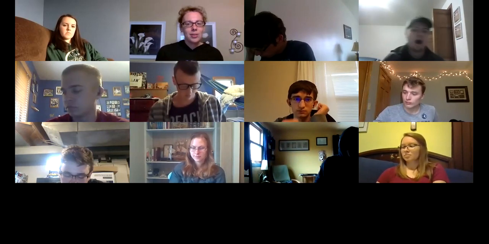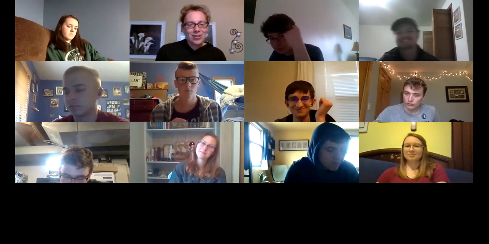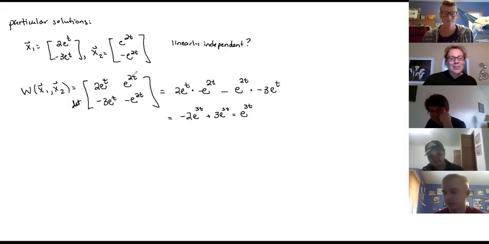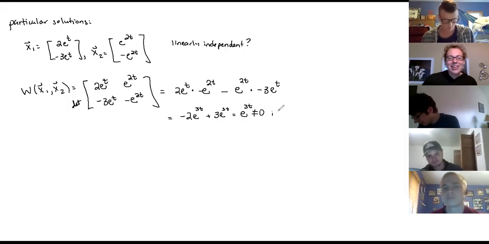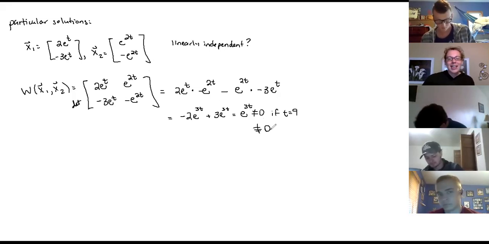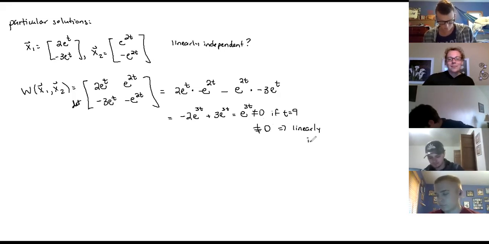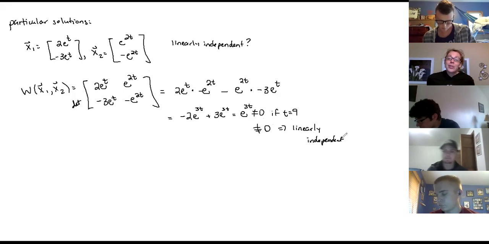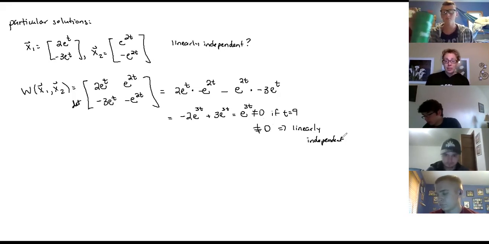Fingers, somebody give me fingers, a value of t that will work to make this not equal to 0. Fingers, 9, okay. Daniel has 9. Thank you for making class interesting. So this is not equal to 0 if t is equal to 9. And so therefore, this is not identically equal to 0, and therefore I get linearly independent. Okay, that's good. We like that. These two solutions are linearly independent, and so therefore we can combine them to make a general solution.